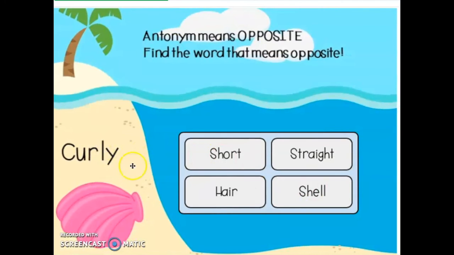This is the word curly. If something is curly, it's almost like a spiral shape. The opposite of curly, is it short, hair, shell, or straight? Let's look at straight and short. If something is curly, is the opposite meaning it's shorter or meaning that it's smooth and straight? That's right, smooth and straight. Good job.